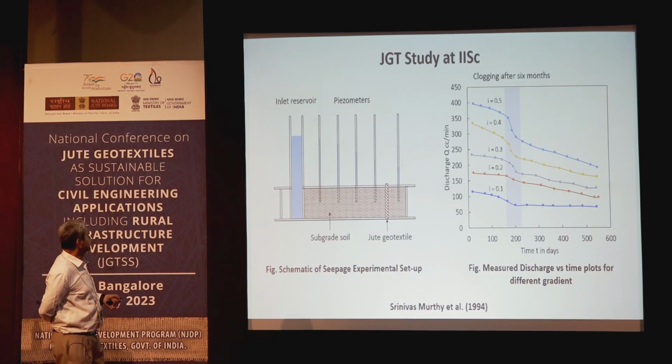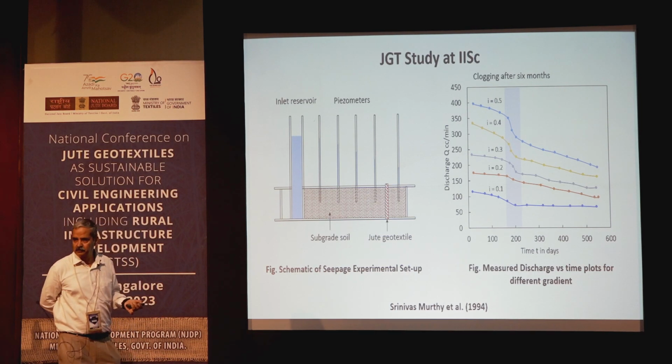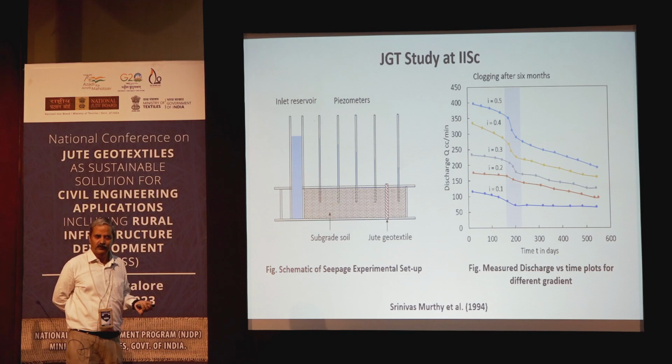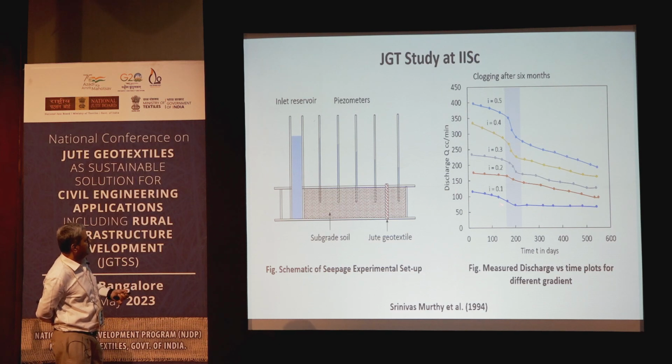This is some test that we did in IAC, with Professor Srinivasmurthy and Professor Manoj. Actually Manoj is my friend, who was doing PhD at the time. He did all those experiments here, and he was able to show that the tests were done for 1.5 years, okay? And how is the flow rate if you put a geotextile here? This is a normal soil, but the moment you put a geotextile here, the filtration performance is significantly improved under different hydraulic gradients, and discharge was good.